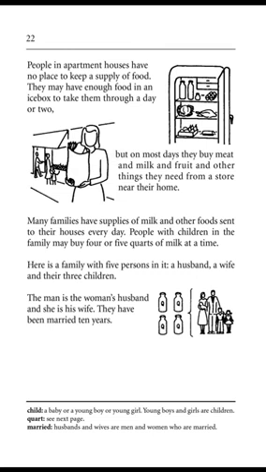Here is a family with 5 persons in it: a husband, a wife, and their 3 children. The man is the woman's husband, and she is his wife. They have been married 10 years.